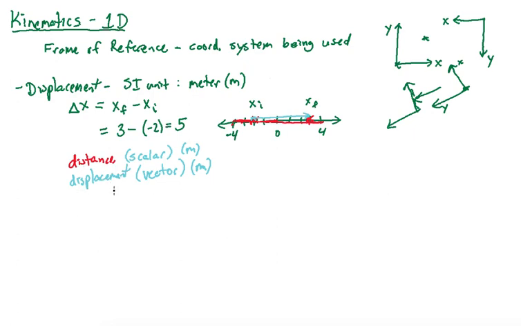Sometimes the distance is the same as the displacement, but other times, like in my example here, where I walked backwards and forwards and backwards and forward, the displacement and the distance are different. Had I just walked straight from x initial to x final, then my displacement and distance would be the same, except displacement would have a direction and distance wouldn't, but their lengths would be the same. But other than that, they're not the same.